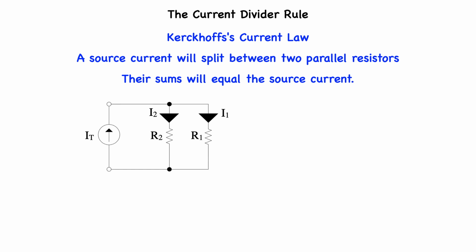Therefore, the current divider rule tells us that the current will split into each of the parallel resistors, and the current in each resistor will be equal to the other resistor's value, divided by the sum of the resistors in parallel, times the source current. That is, I1 is equal to R2, divided by the sum, R1 plus R2, times the source current. And I2 is equal to R1 divided by the sum, R1 plus R2, times the source current.